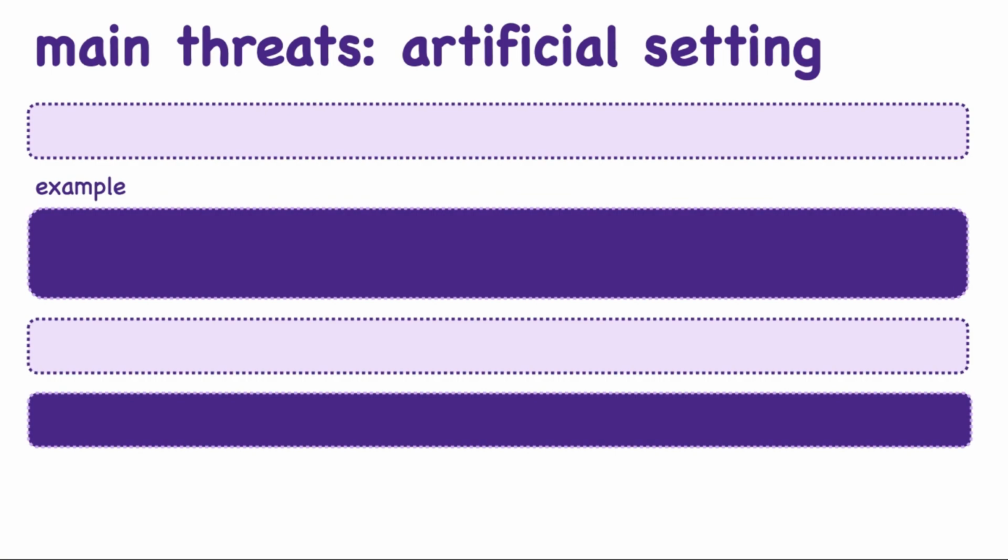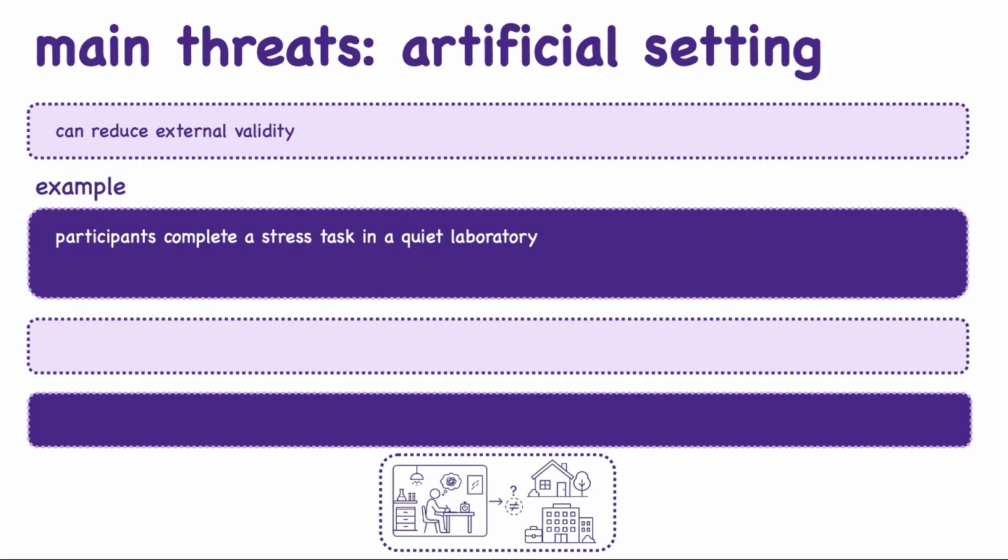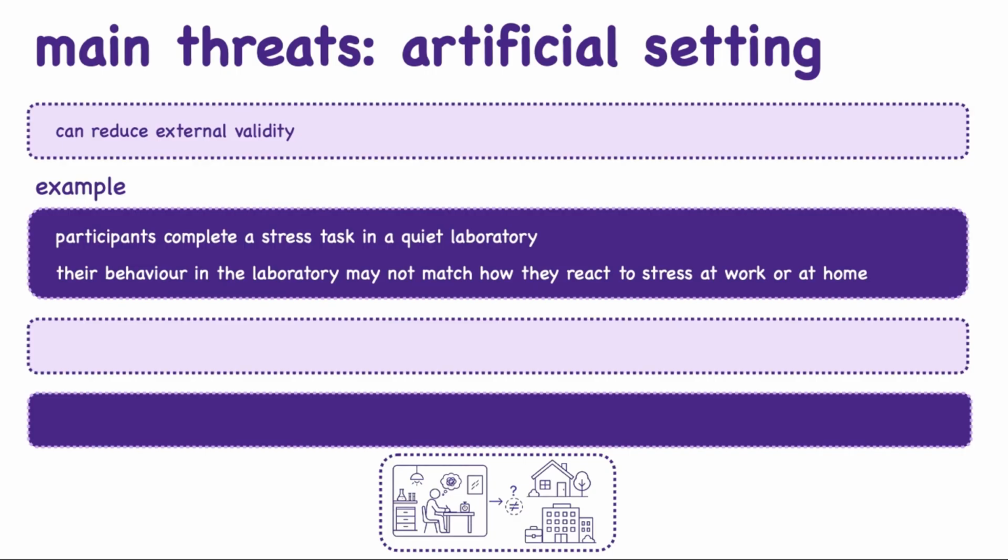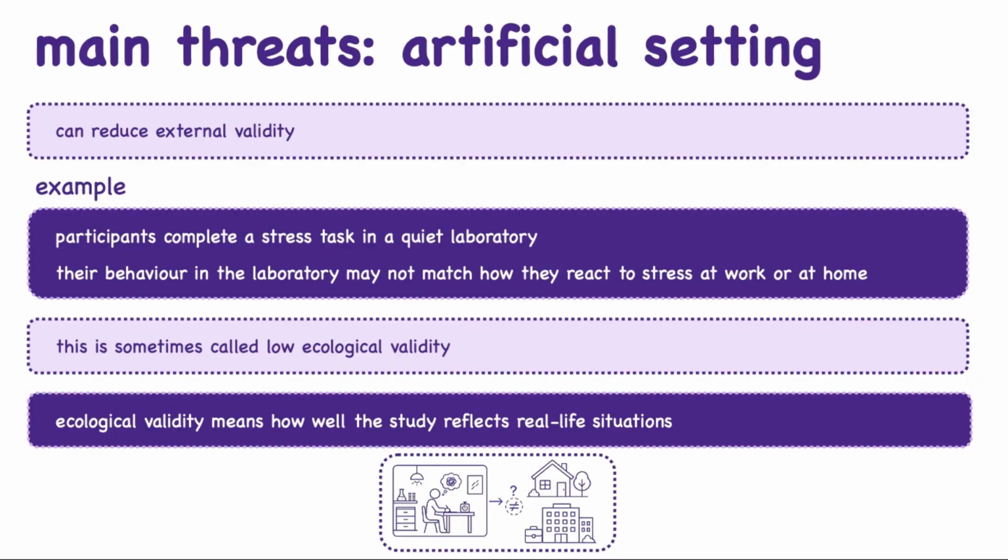An artificial setting can reduce external validity. For example, participants complete a stress task in a quiet laboratory. Their behavior in the laboratory may not match how they react to stress at work or at home. This is sometimes called low ecological validity. Ecological validity means how well the study reflects real-life situations.